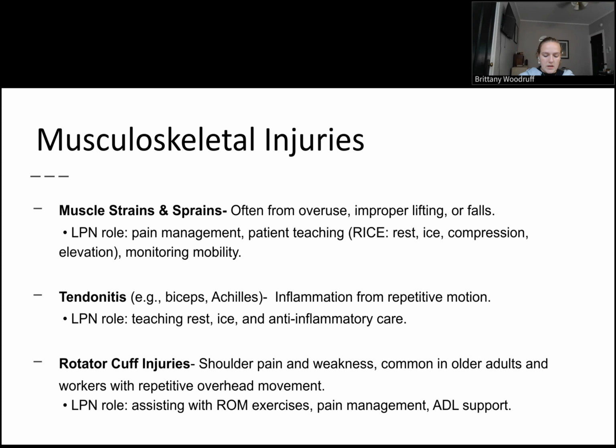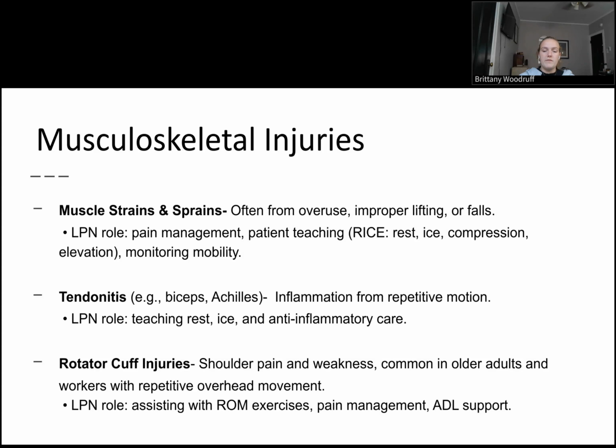Tendonitis is going to be something like carpal tunnel sort of thing. Okay. So tendonitis can happen as an inflammation from a repetitive motion. So something like carpal tunnel, tarsal tunnel, stuff like that. Basically, the tendon becomes inflamed from doing the same thing over and over again. All right.